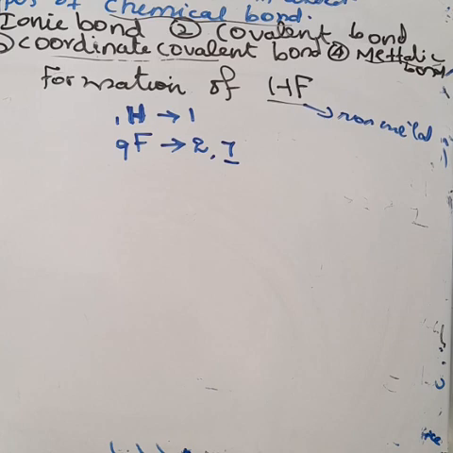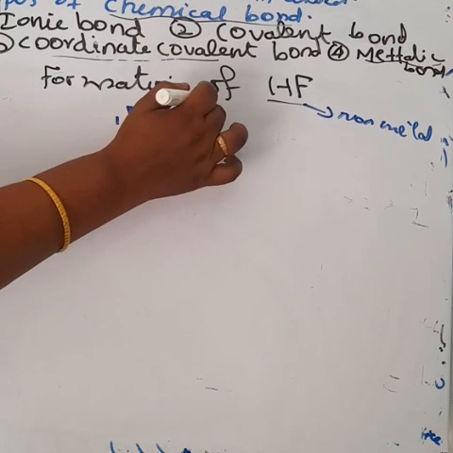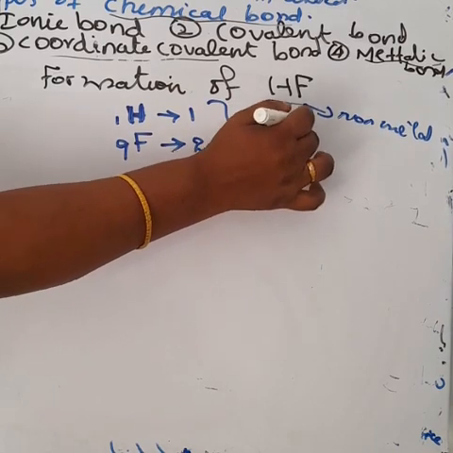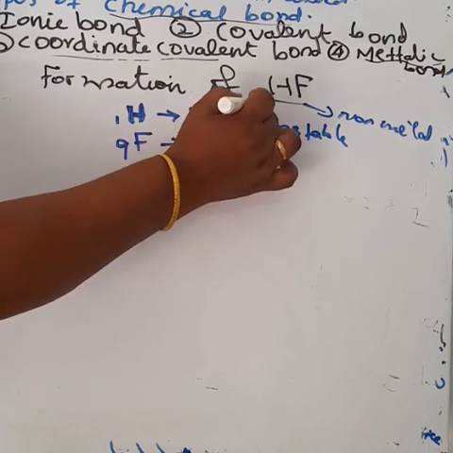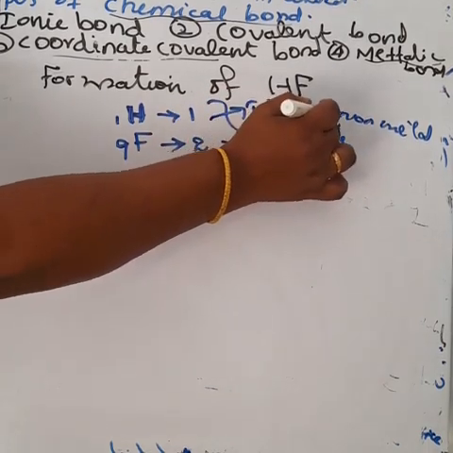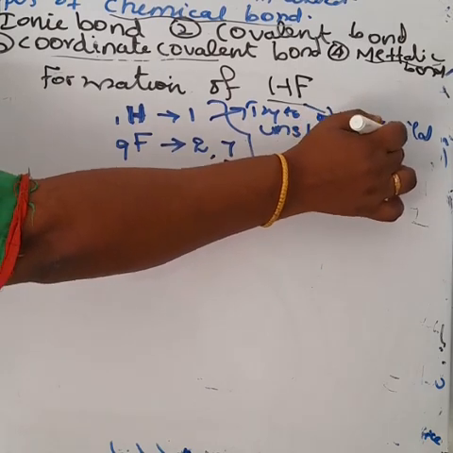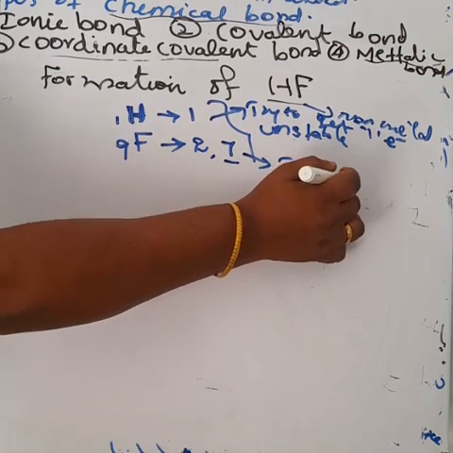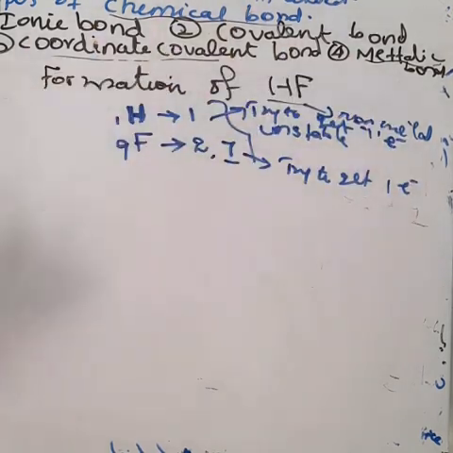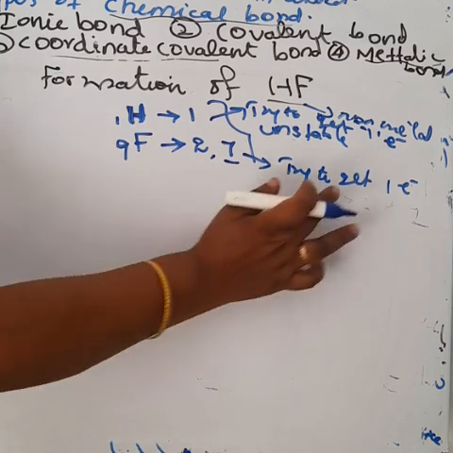Okay. So these two atoms are now unstable, because the hydrogen atom has only 1 valence electron and the fluorine atom has only 7 valence electrons. So the hydrogen atom tries to get one more electron from another atom. The fluorine atom tries to get 1 electron from another atom. For hydrogen only 1 electron, fluorine 7 electrons.